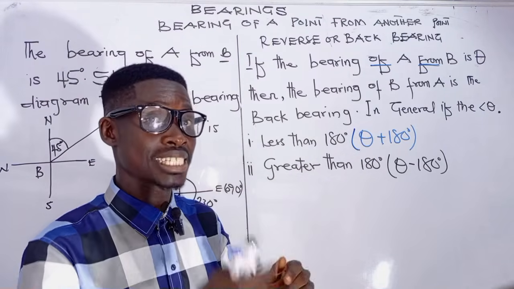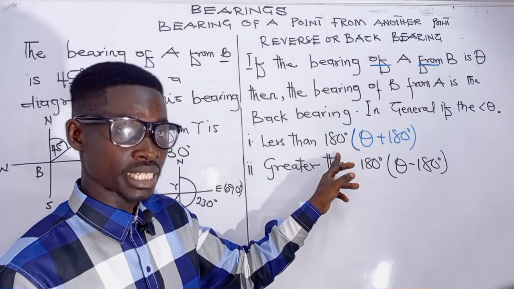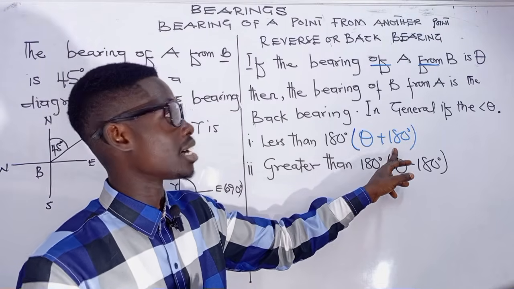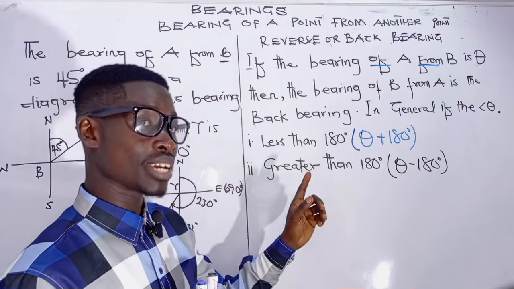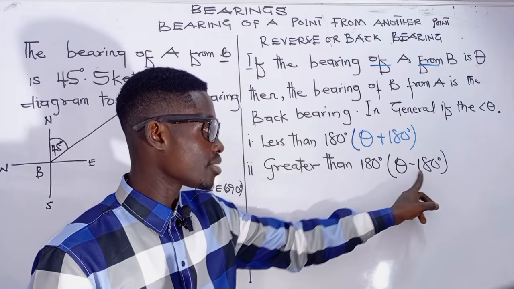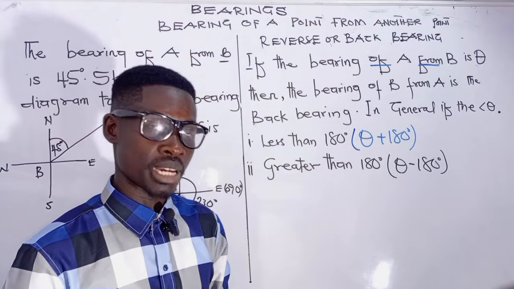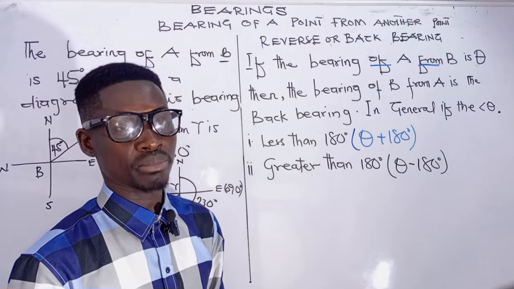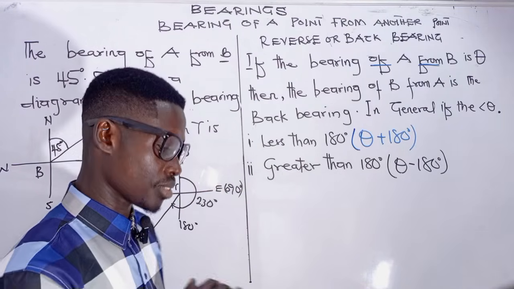So in general, if the angle given, which is angle theta, is less than 180 degrees, what we do is that we add the angle given to 180 degrees to give us the back bearing or the reverse bearing. Also, if the angle given is greater than 180 degrees, what we do is that we subtract 180 from the angle given to give us the back bearing or the reverse bearing. So this is how we find the back bearing using these two formulas. We can also sketch a diagram to find the back bearing or the reverse bearing. Let's look at that one as well.